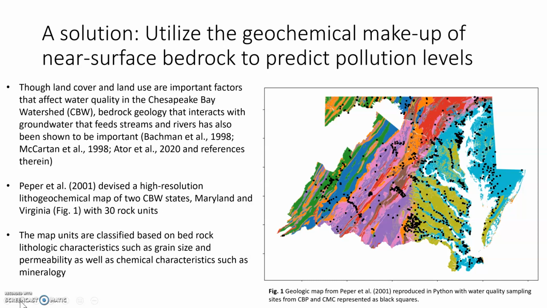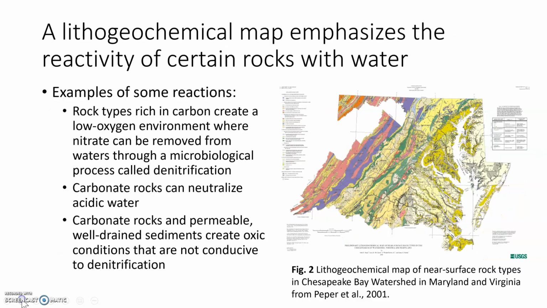In a study by the United States Geological Survey, Pepper and colleagues devised a high-resolution map in 2001 of two watershed states, Maryland and Virginia, comprised of 30 different litho-geochemical rock units. The map is reproduced here on the right, with the black squares representing CVP and CMC water quality sampling sites.